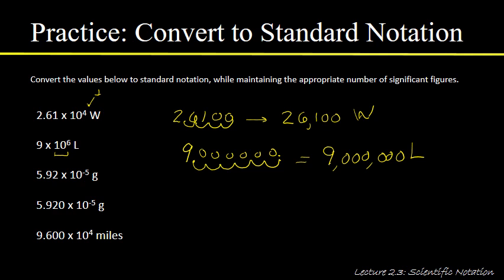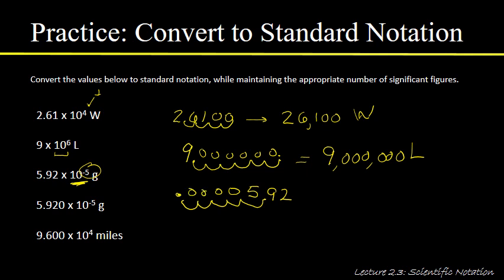All right, for the next one, 5.92 times 10 to the minus 5. The exponent here is negative, so that means this number is smaller than 1, and we're going to have to move the decimal in the other direction. 5.92, we need to move it over 5 spots. So we go 1, 2, 3, 4, 5.